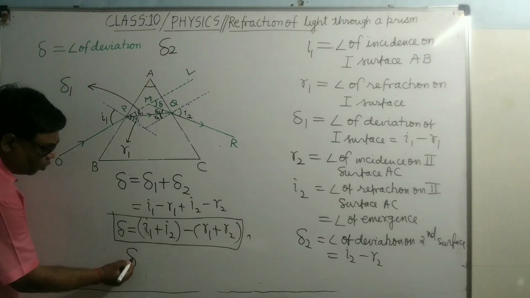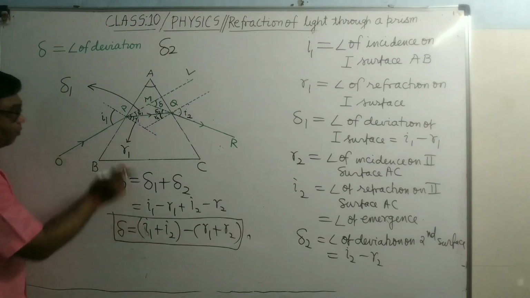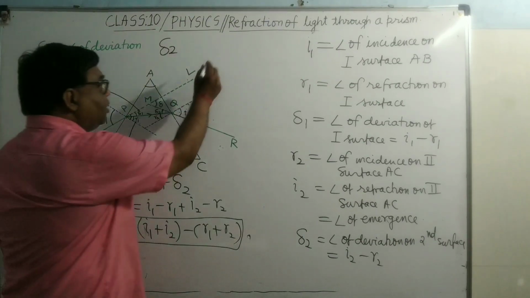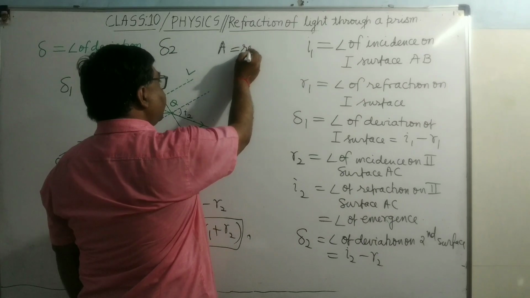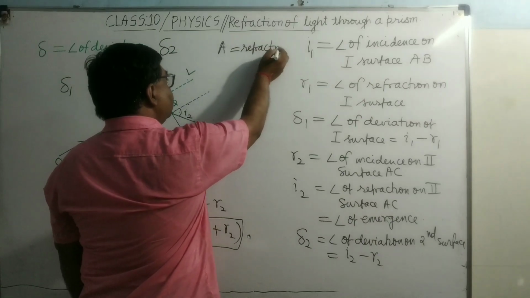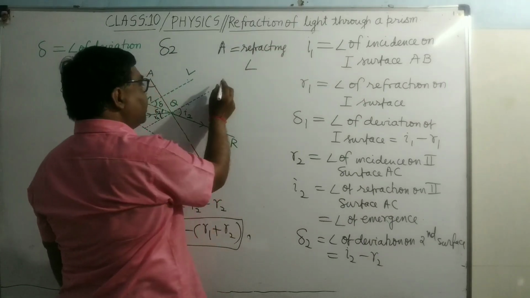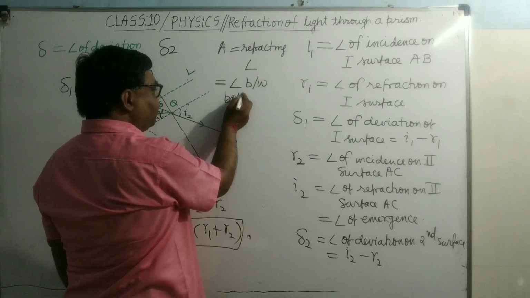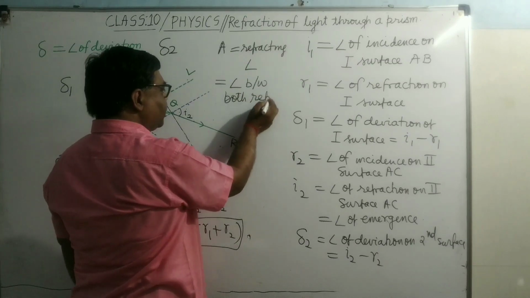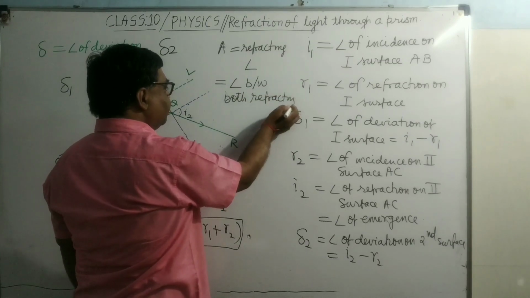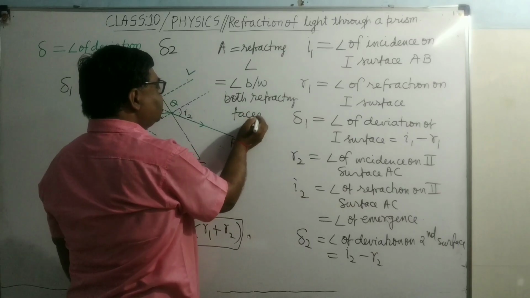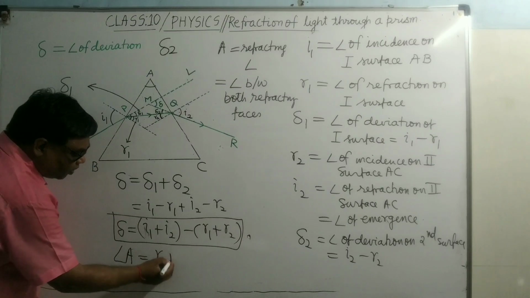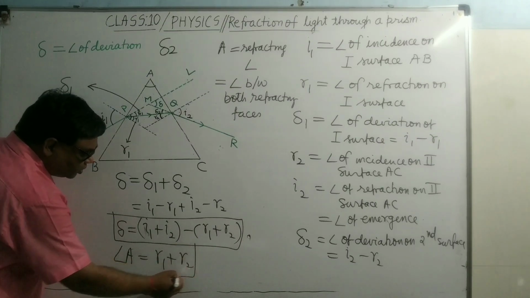And then there is one more, the refracting angle A. A is the refracting angle. Refracting angle means the angle between both refracting faces. That is known as the refracting angle. So here angle A is equal to R1 plus R2. It's clear this.